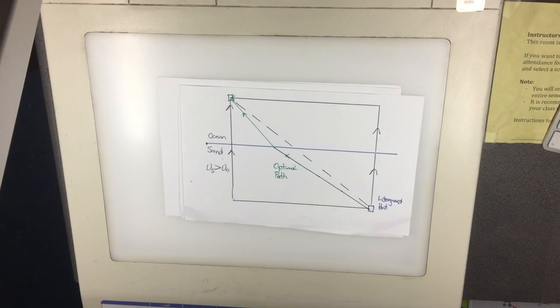Where you have to bank in a particular direction in order to minimize the time that it takes. You're going to spend a little more length on the land, but you can travel faster on land and a little less time in the ocean because you travel slower in the ocean.